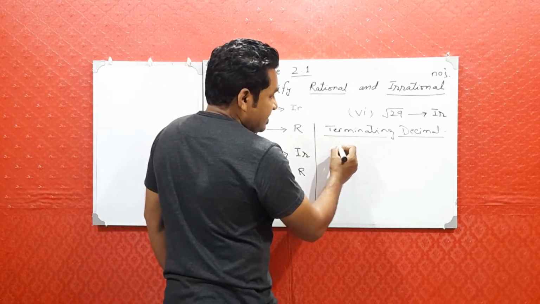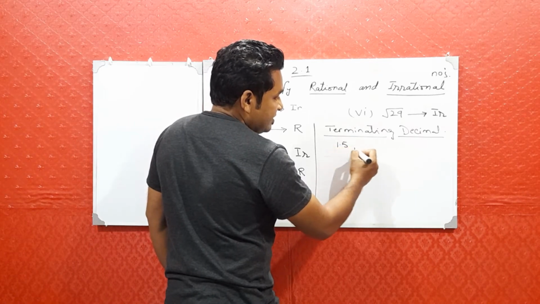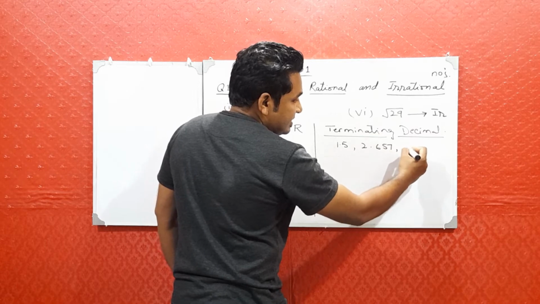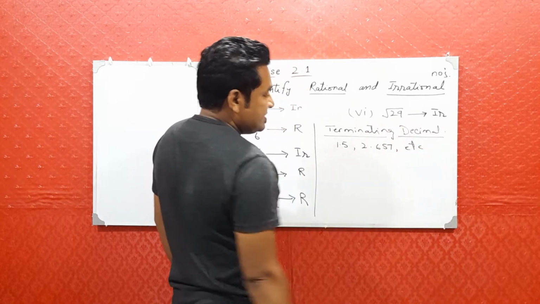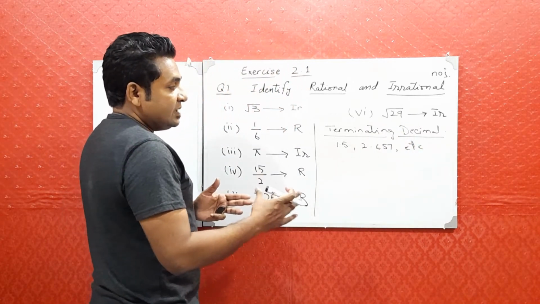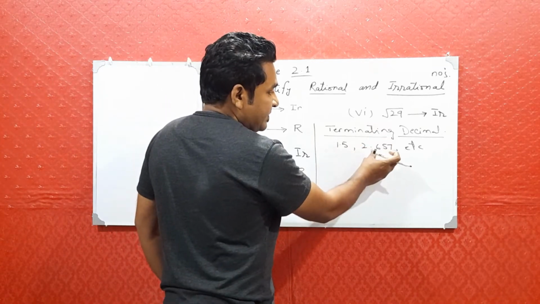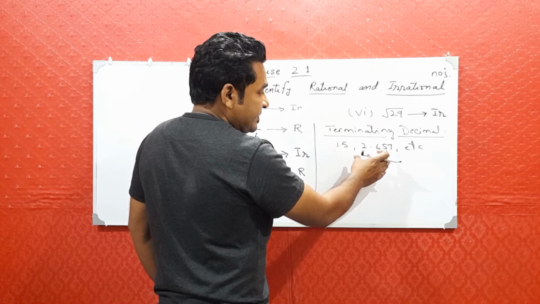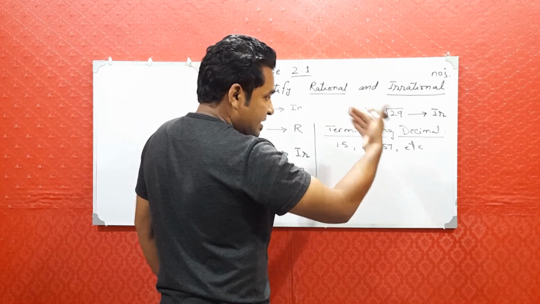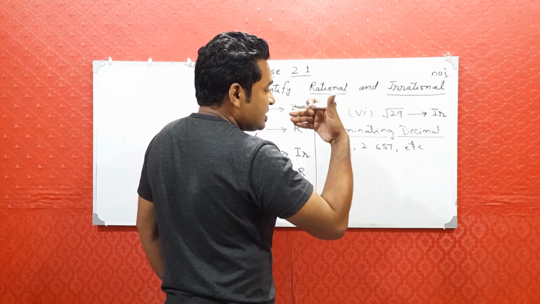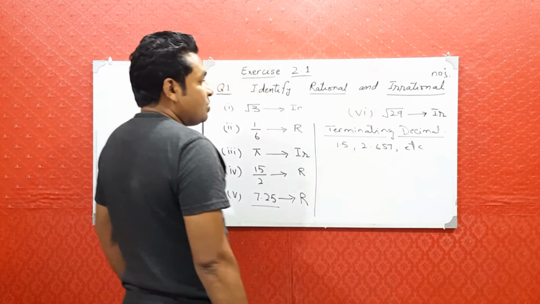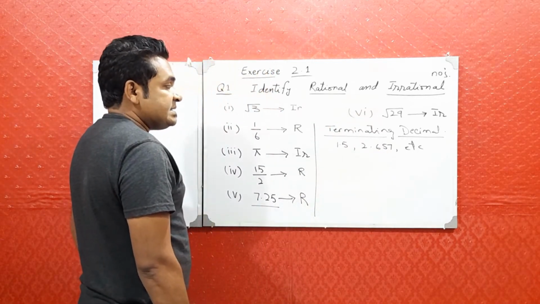like 1.5, 2.67557, etc. All these types of examples in which the numbers after the decimal stop, they are not repeating, and they are also, you can say, defined numbers. So these types of numbers are called terminating decimals.